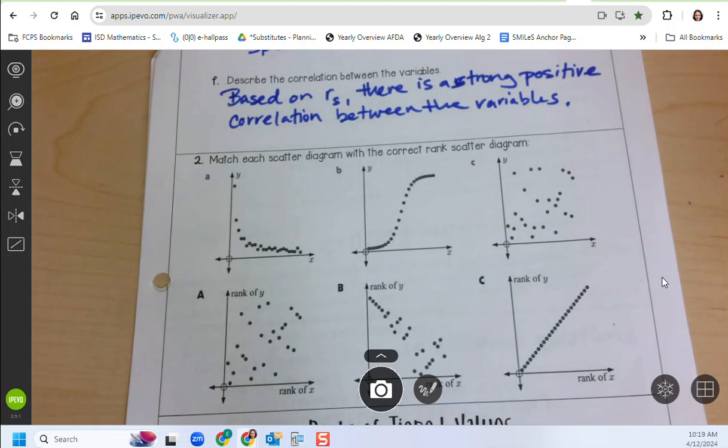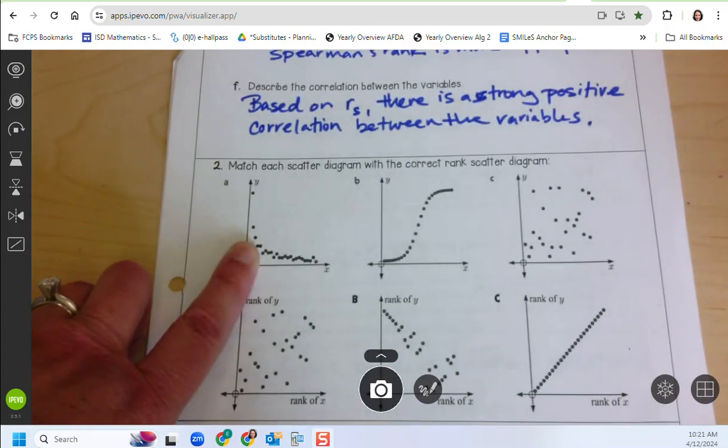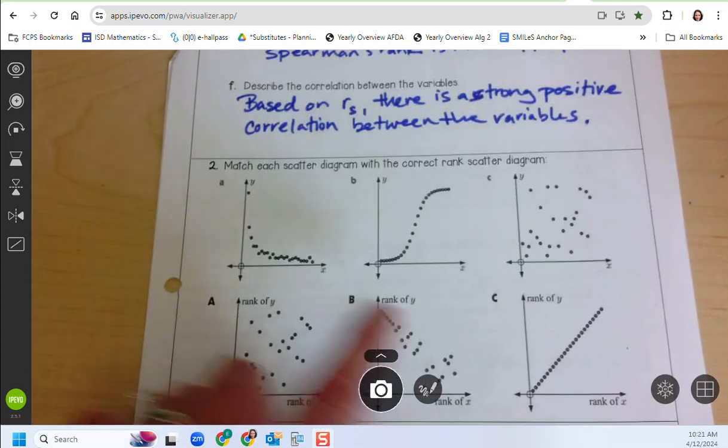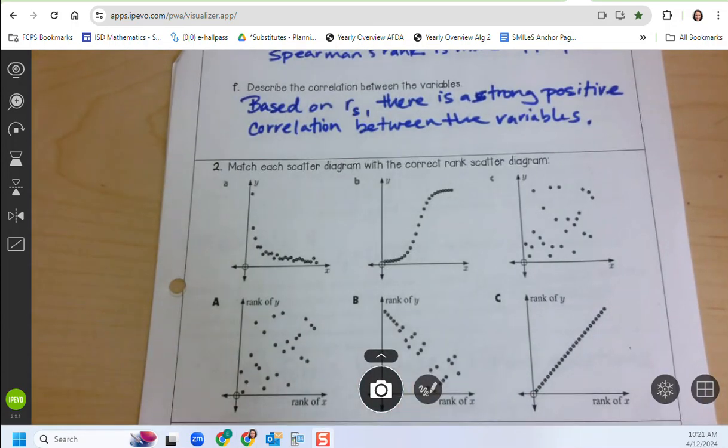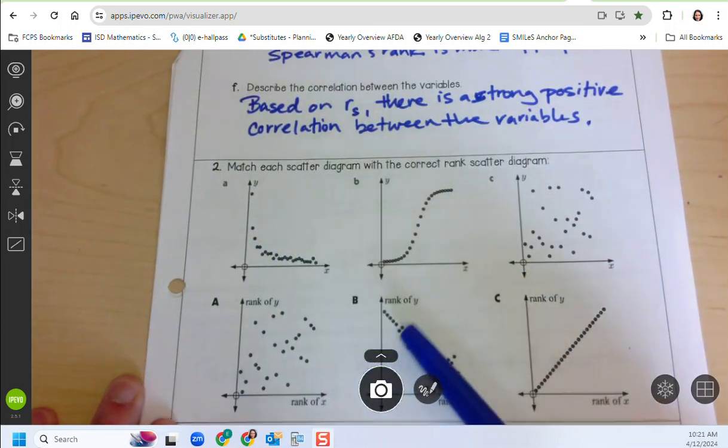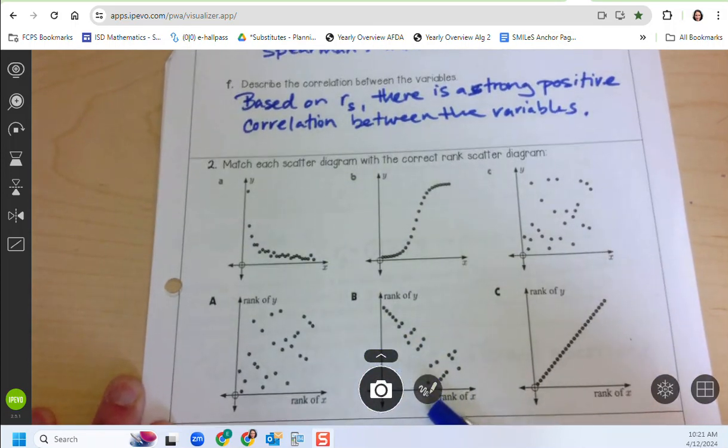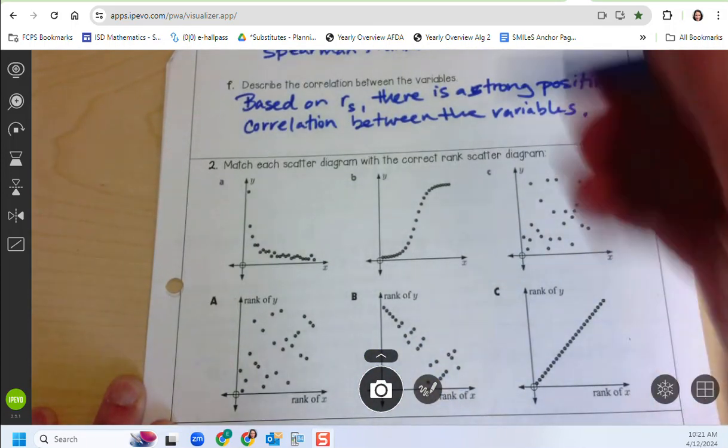Yeah, that's the change. So the first one, if we change it to graph only their ranks, would it match A, B, or C? I heard a vote for B. Anybody agree with B? Yes. So remember, by ranking it, it will look more linear, but it will have the same downwards trend. So this one should be B. What about this one?